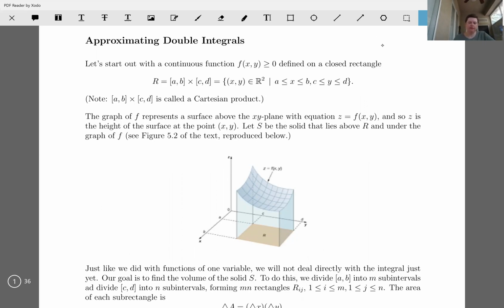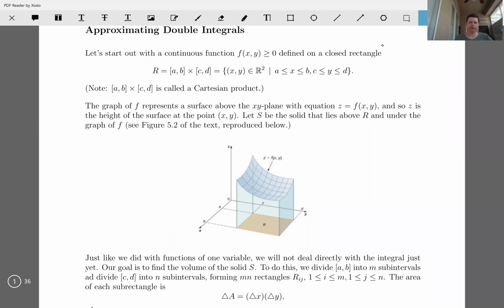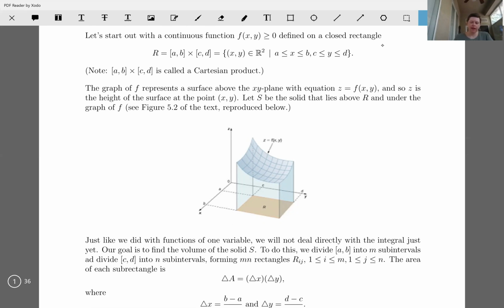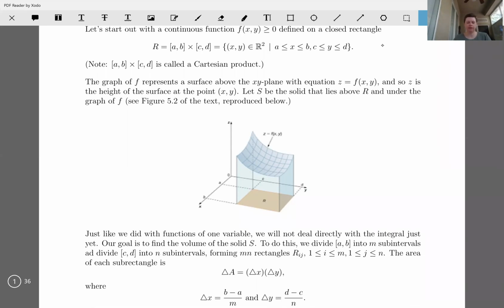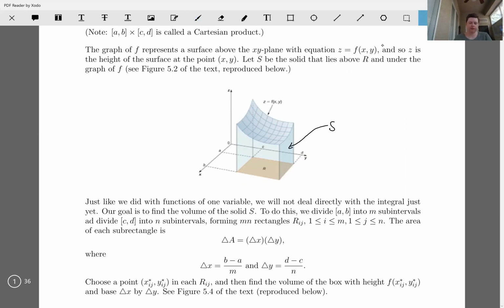The graph of f then represents a surface above the xy plane with equation z equals f of x, y, and so z is going to be the height of the surface at that point. So we'll let S be the solid that lies above R and under the graph of f. That's visualized in figure 5.2 of the text reproduced here. So this shaded region here under the curve and above the rectangle, that is our solid S.